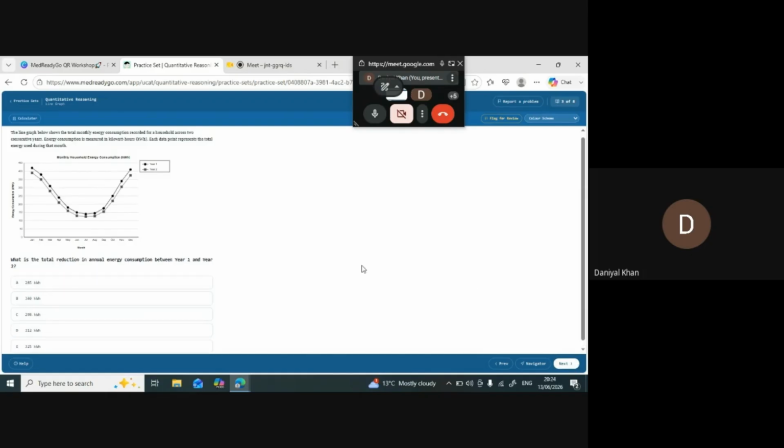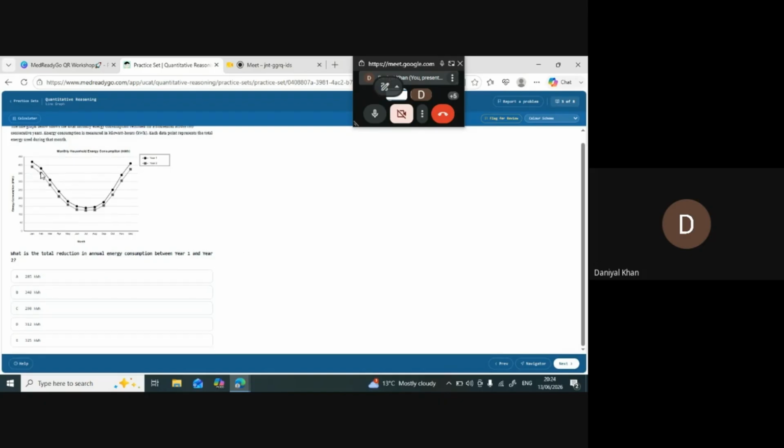But yeah. What is the total reduction in annual energy consumption from year 1 to year 2? So you just add up all these values and you would find the difference. Yeah, this is what it really looks like. I'm just going to guess this because I can't zoom in enough to see it. The diagrams, obviously on our website and in the real UCAT, are bigger. You can't zoom in, but I can't right now because I've got the meeting on in the background.